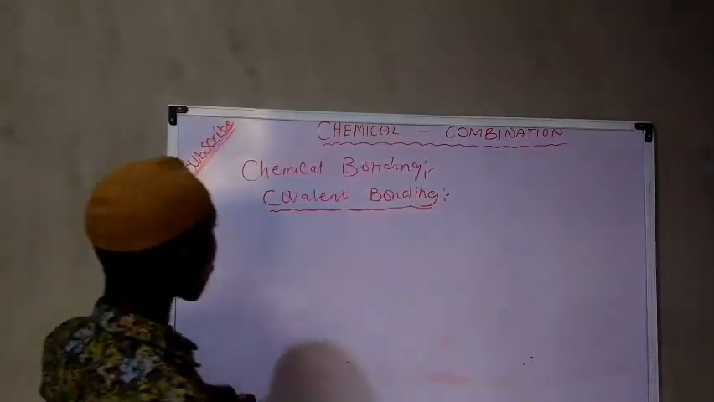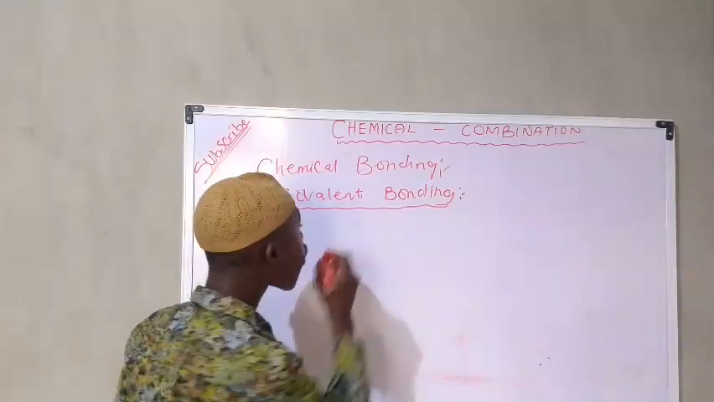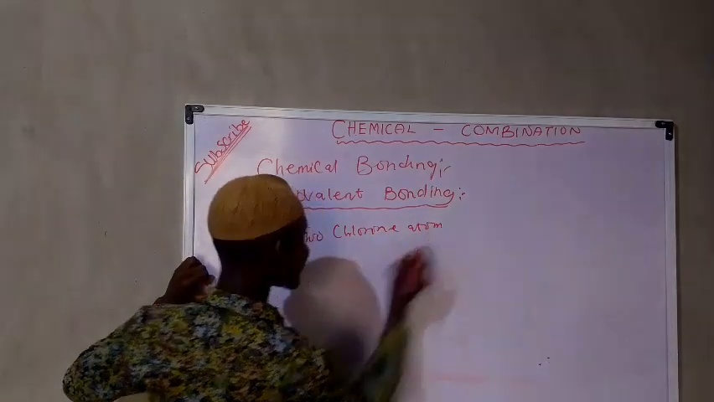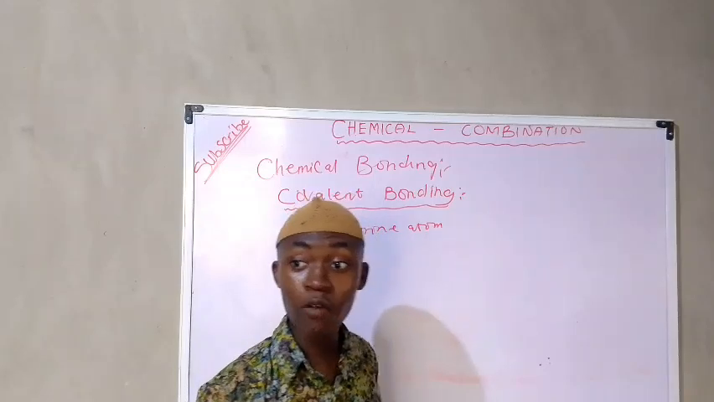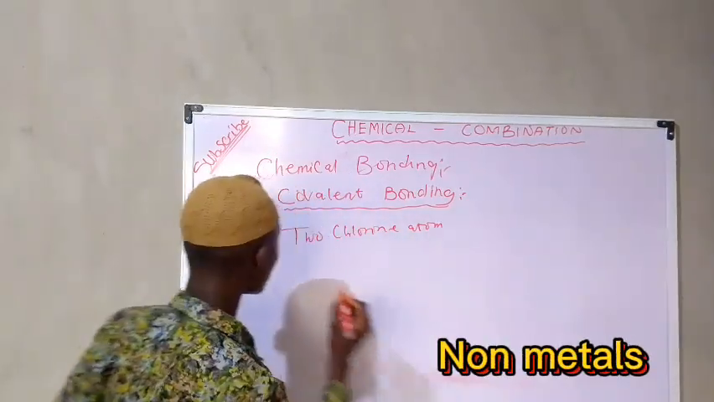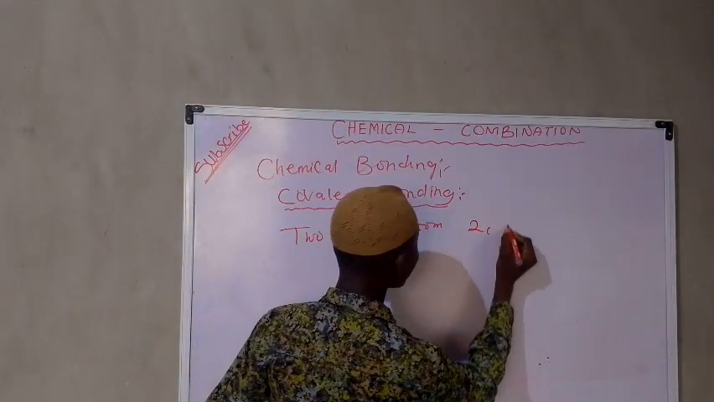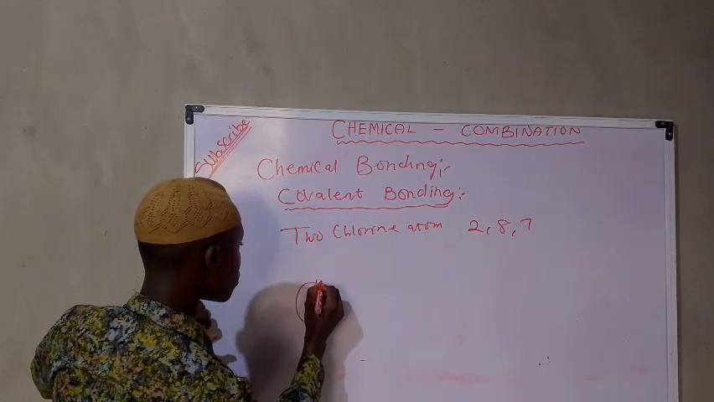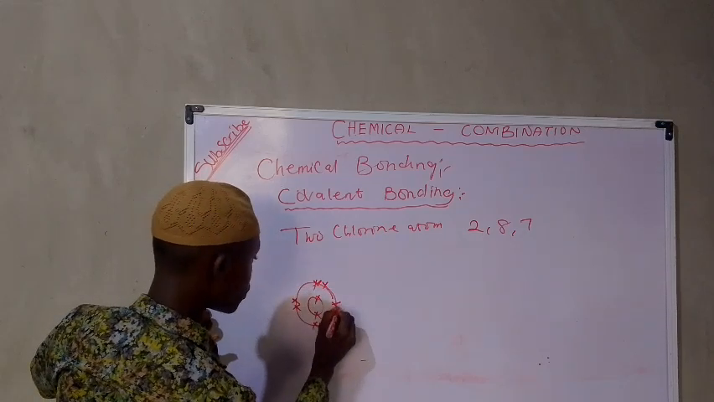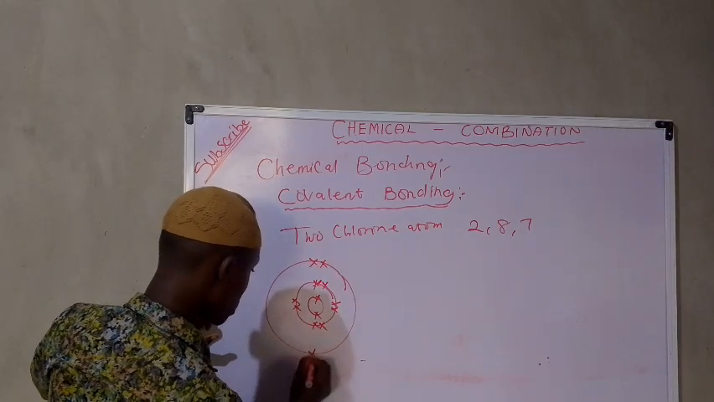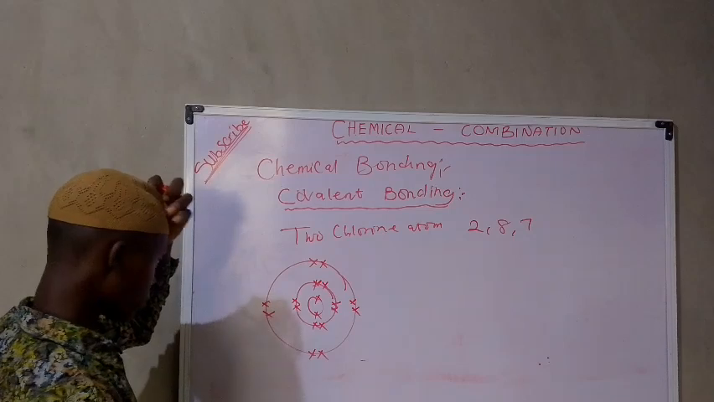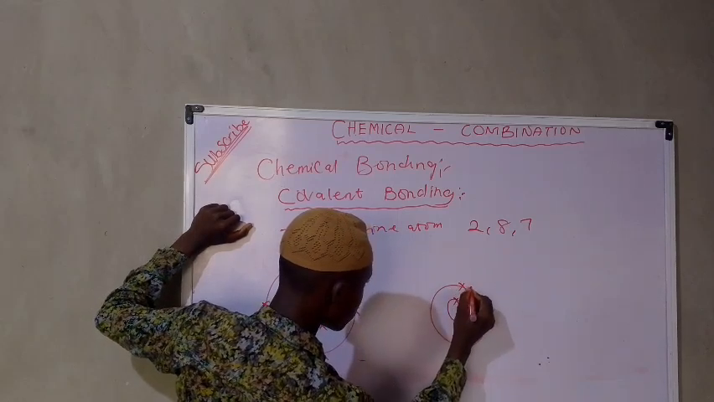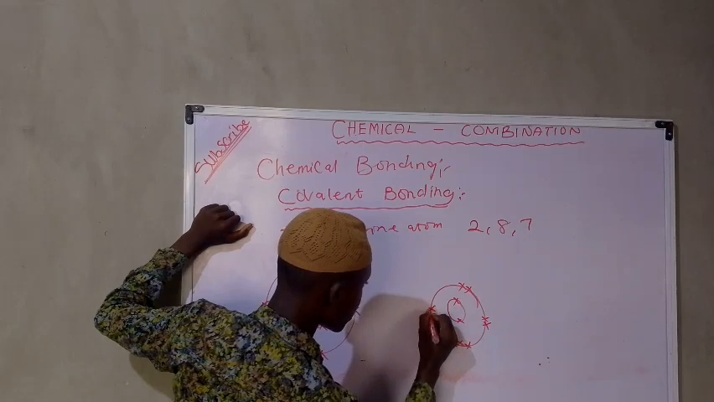Now for covalent bond, we have two chlorine atoms. You can see two chlorine atoms are of the same type, because they are both non-metals. Chlorine has the electronic configuration of 2,8,7. So when we draw the electron cloud for two chlorine atoms, we have 2 electrons, 8 electrons in the next shell, and another 8 electrons in the outermost shell. Another chlorine atom is there, with 2 electrons, 8 electrons, and another 8 electrons.